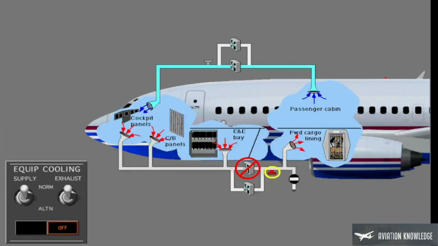If the selected fan does not operate and the airflow stops, the related off light illuminates. When the off light illuminates, you select the related alternate fan. Select the alternate exhaust fan now.